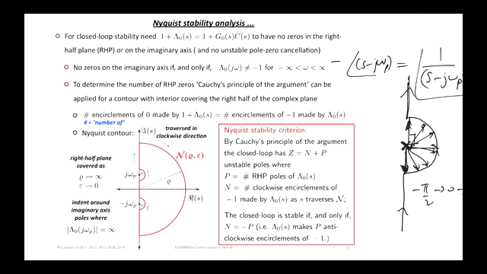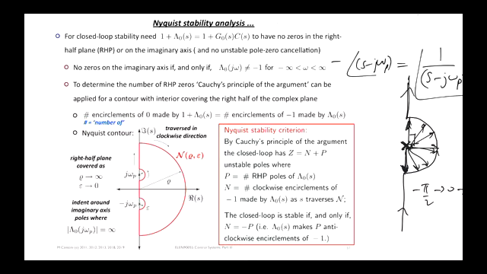We also want to make sure that this has no zeros on the imaginary axis, because we don't want any closed loop poles on the imaginary axis. That's simply a matter of checking that for all frequencies, the open loop transfer function evaluated at s equals j omega is never equal to -1.